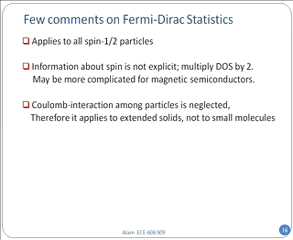So a few quick comments. As I said, it applies to all spin-half particles. The information about spin is not explicit. Many times we'll just do all the calculation and multiply the end result by a factor of 2. But this is not true for many magnetic materials. People talk about spintronic transistors and other things you may have heard, and you have to be more careful on those when you distribute particles.